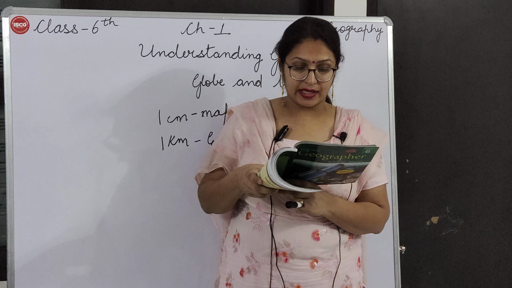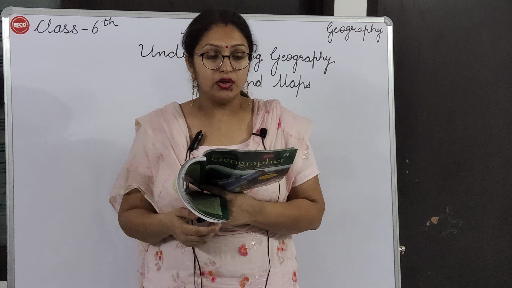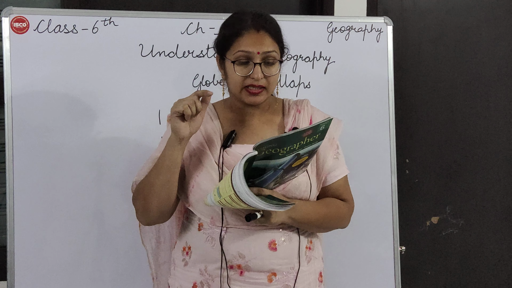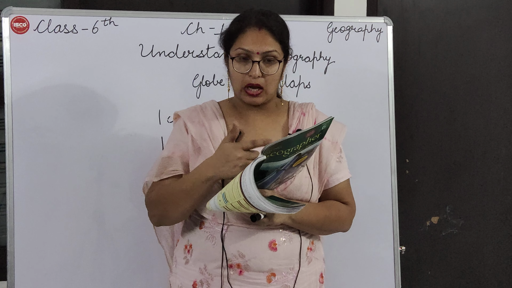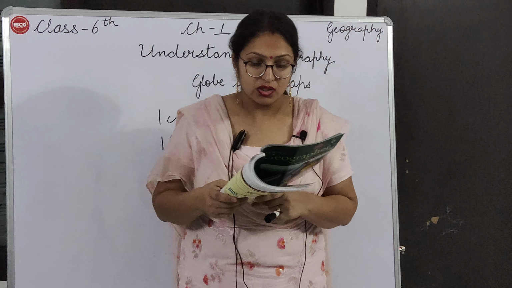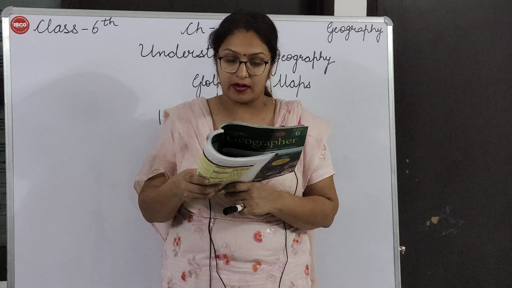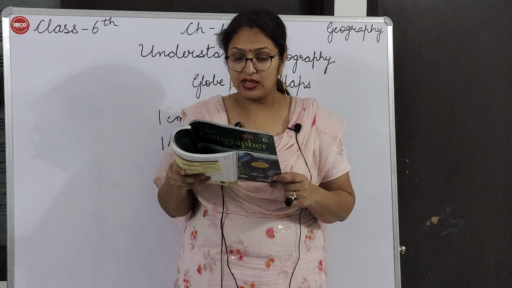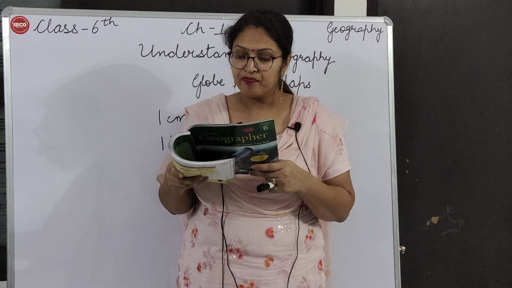These 4 main directions can be further divided into 8 intermediate directions. Now you can see that between north and east it is given northeast. In your books also it is given northeast. Between east and south it is southeast, and between south and west, southwest. These are known as intermediate directions. So between north and east you have northeast, southeast is between east and south, southwest is between south and west, and northwest is between west and north.